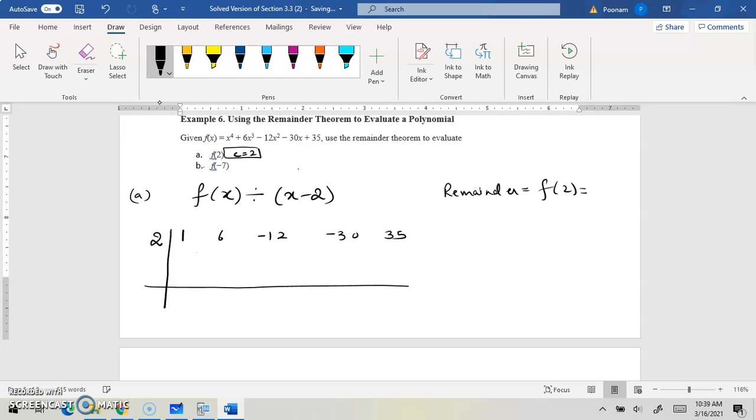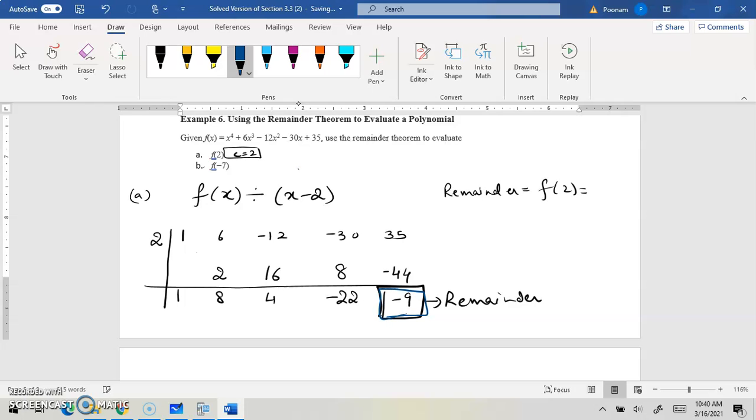c is 2. 1 comes down. 2 times 1 is 2. 6 plus 2 is 8. 2 times 8 is 16. Adding, we will get 4. 2 times 4 is 8. Adding, we get negative 22. 2 times negative 22 is negative 44. Adding, we get negative 9. So this is your remainder, and your remainder becomes the value of f of 2, which is negative 9. So without even evaluating f of 2, we can say that f of 2 is equal to negative 9.